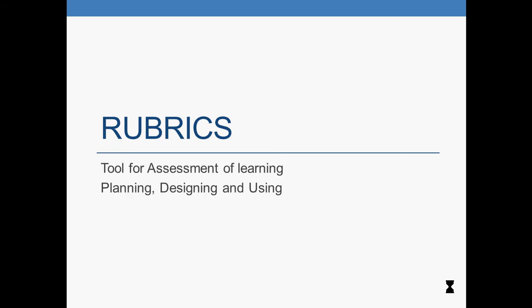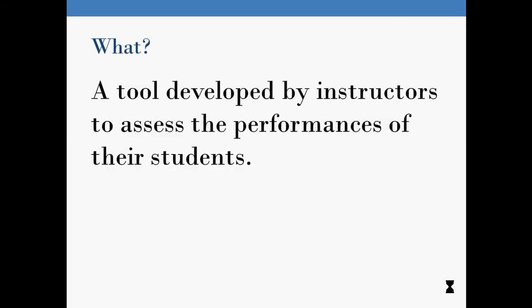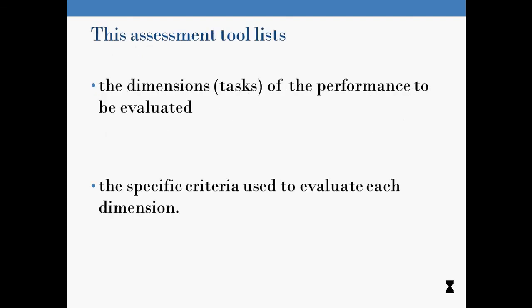We will use an evaluation tool or an assessment tool called Rubrics. What is a rubric? A tool developed by instructors to assess the performance of their students. Rubrics can be prepared by anybody who is assessing either self, the peer, or the learner. What does a rubric consist of? It consists of two main aspects: dimensions and specific criteria.